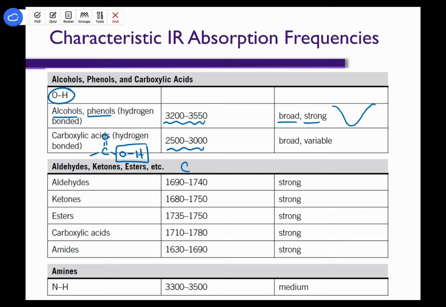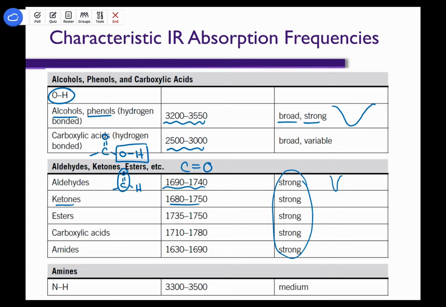The next type of bond that we're going to look at is the carbon-oxygen double bond, that carbonyl. Sometimes this could be in an aldehyde, and that carbonyl absorbs around 1700 wave numbers. This carbonyl group has a very strong diagnostic peak. It's very bold. It's one of the easier ones to identify. It's very intense. That carbonyl could also be in a ketone, and we can see that it absorbs in a very similar wave number region.